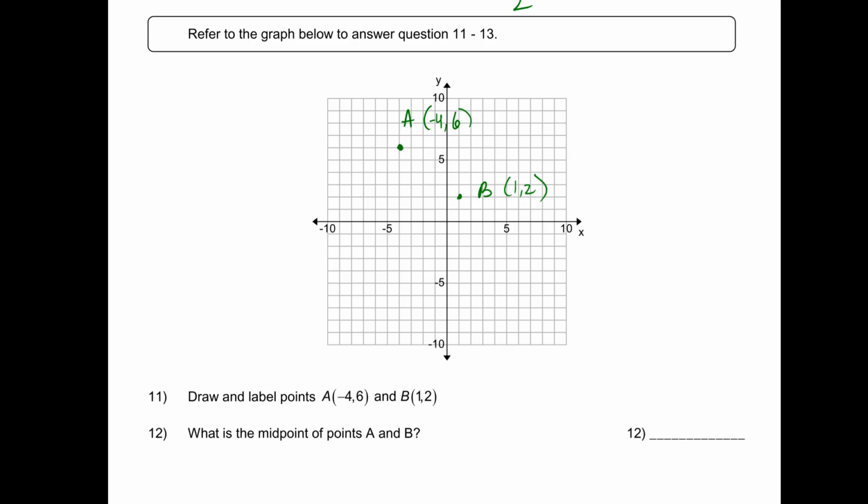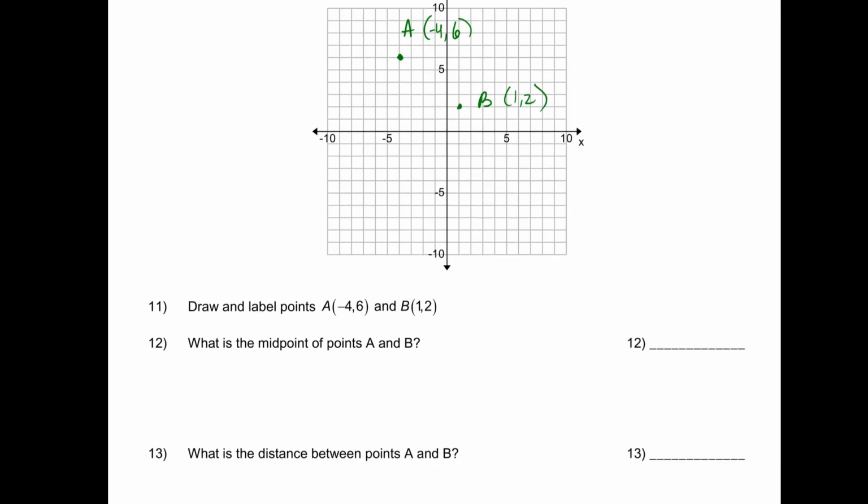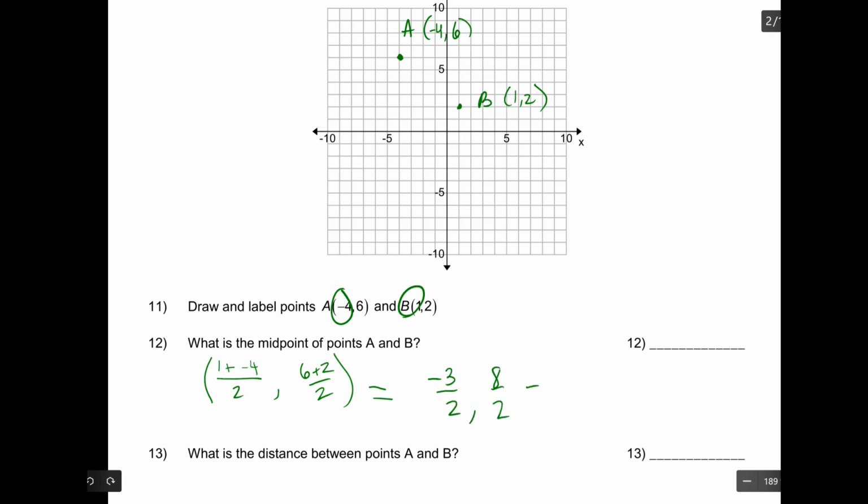So we want to know, what is the midpoint of A and B? Chauvel, how would I figure this out? How do I find the midpoint? Not quite. You have to average the x's and average the y's. So you take your x's, add them together, divide by 2. Take your y's, add them together, divide by 2. So this is going to equal -3/2, 4. Yeah.